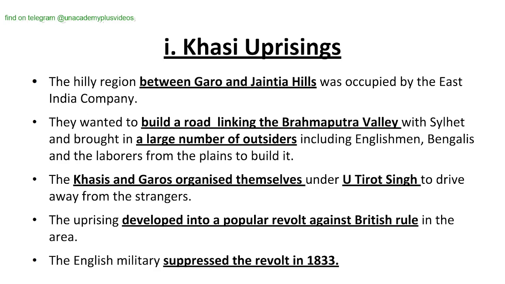The Khasis and the Garos organized themselves under the youth Tirot Singh to drive away the strangers. The uprisings developed into a popular revolt against the British rule in the area. The English military suppressed the revolt in 1833.